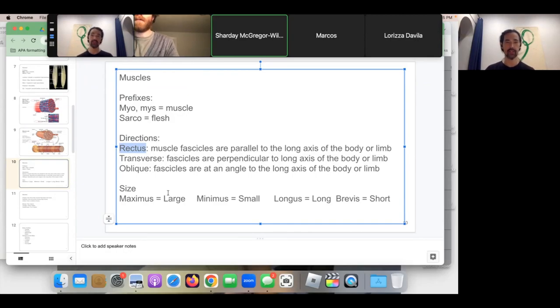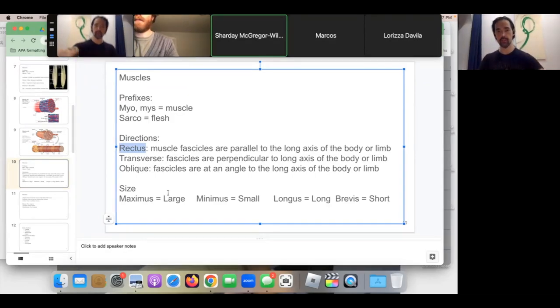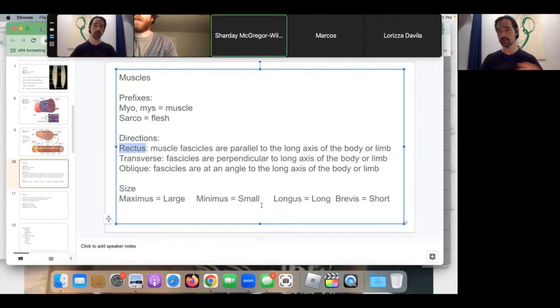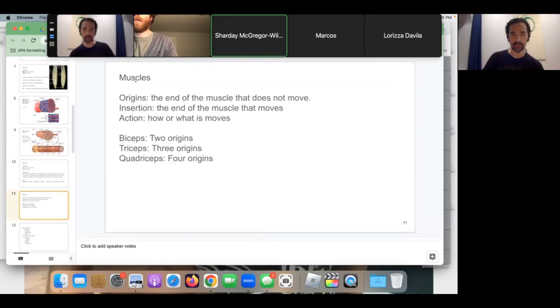And then there's size, right? The maximus is the large, the minimus is the small, the medius is the medium, longus is the long, the brevis is the short.